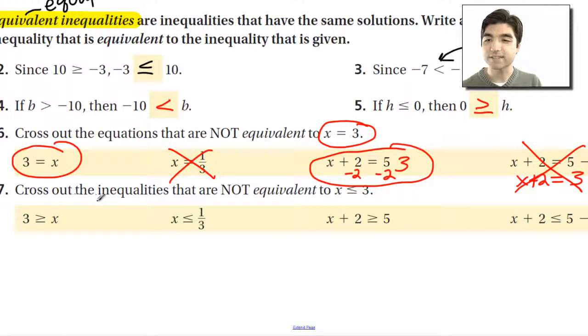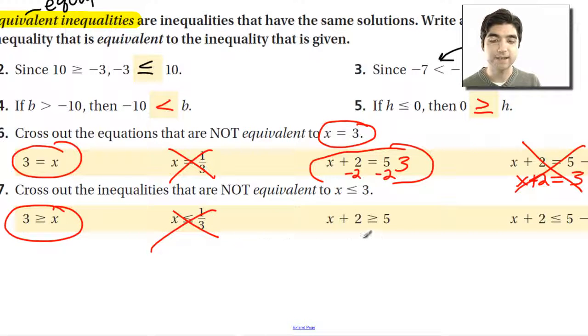What about this one? Cross out the inequalities that are not equivalent to x is less than or equal to 3. So we got 3 is greater than or equal to x. That's the same thing as this, right? It's just flipped backwards. X is less than or equal to 1/3.